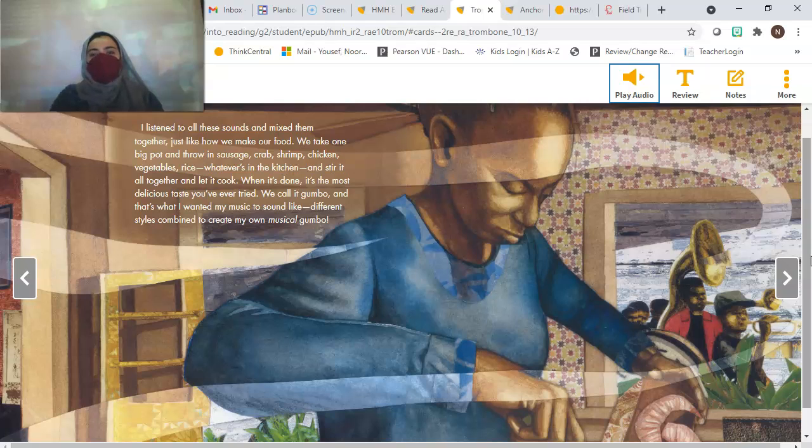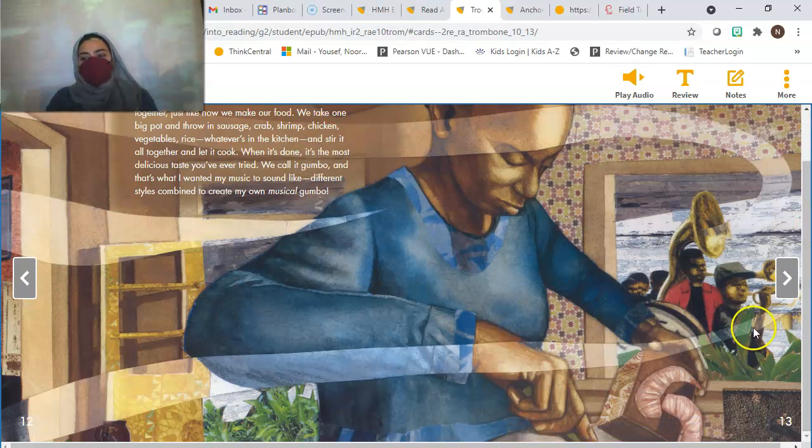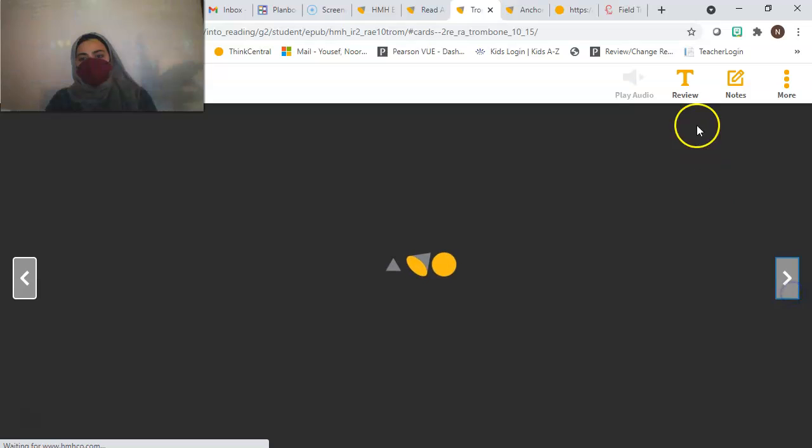Good, good. And also the gumbo has all kinds of things mixed together. And maybe in his music, he wants all kinds of sounds or music mixed together.